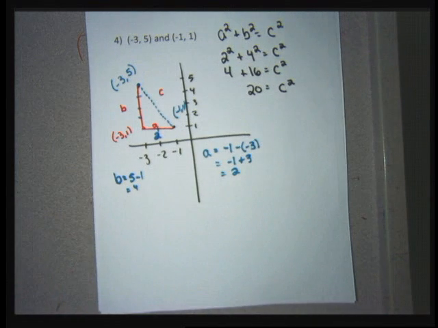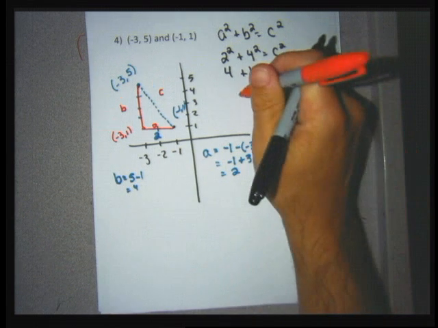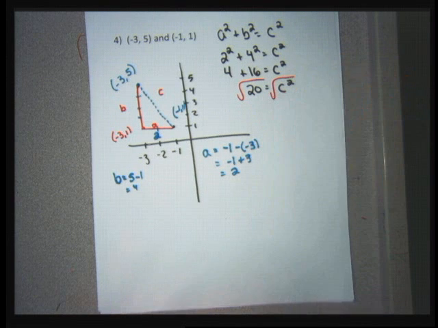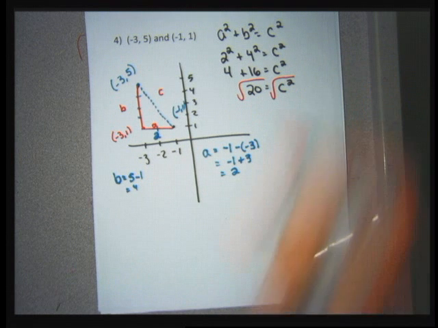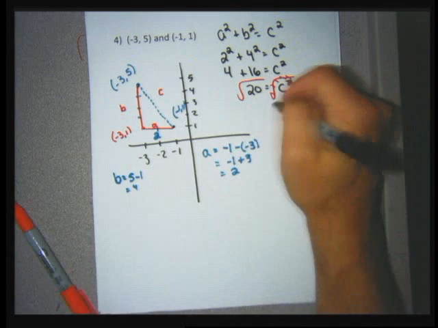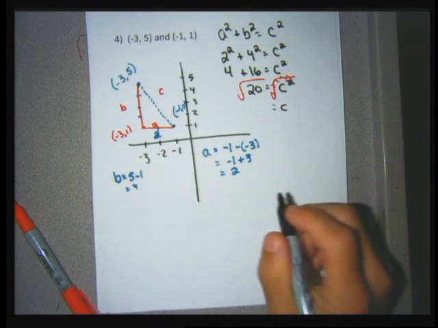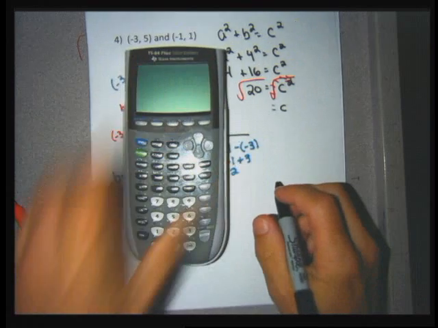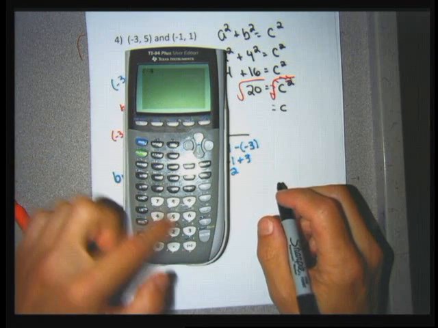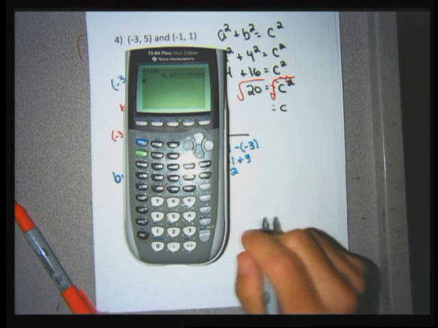Solve by square rooting. I don't need plus or minus for the square root because the c represents a length, and lengths aren't negative numbers. Square root the right side. The square root cancels out the square, leaves me with the c. I don't know the square root of 20. On this calculator, if I type square root of 20, calculator tells me that's 4.47.